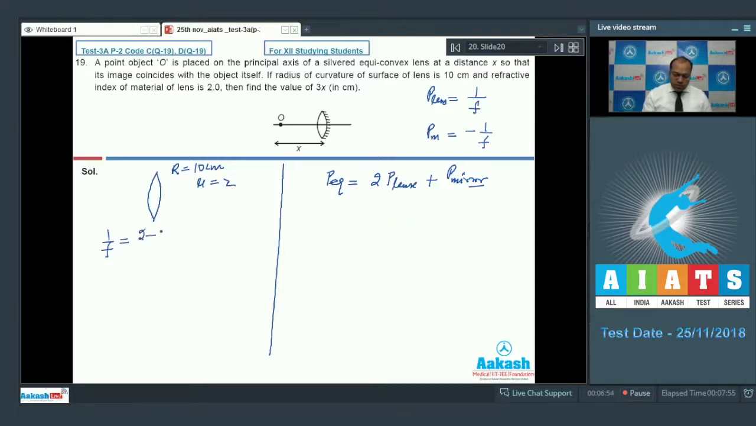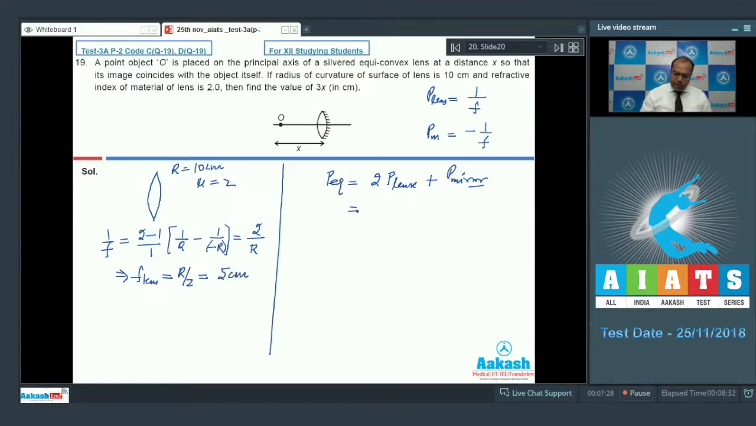So (2 minus 1) divided by 1 into (1 by r minus of 1 upon minus r). So on solving, it comes out to be 2 by r. So the focal length of the lens comes out to be r by 2, and it is equal to 5 centimeter.